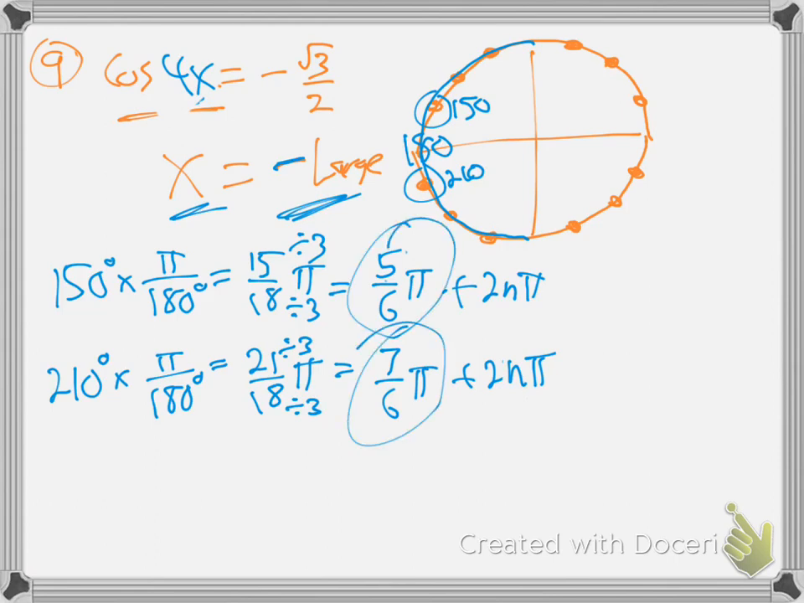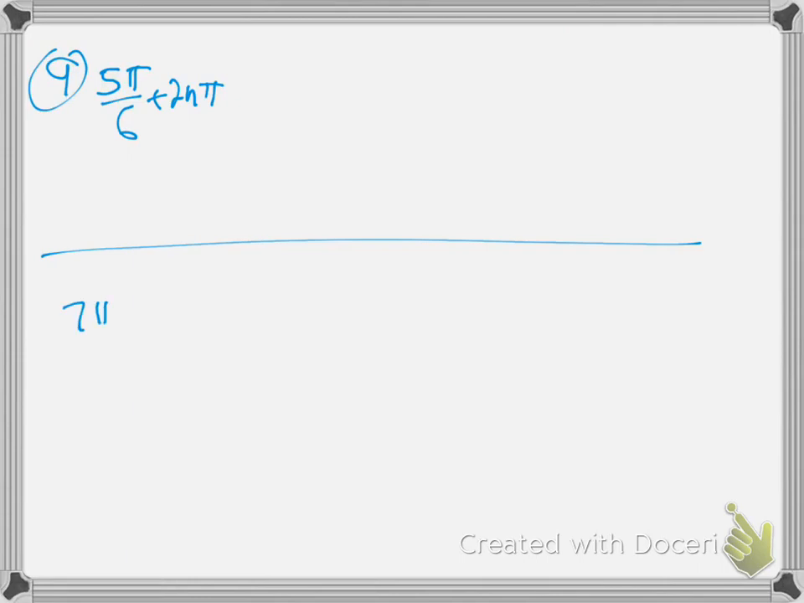So take 5/6 pi and 7/6 pi. You guys tracking with me? Let me continue number 9 here. So you take 5 pi over 6 plus 2n pi. Down here, what was the other one? 7/6 pi. 7 pi over 6 plus 2n pi.